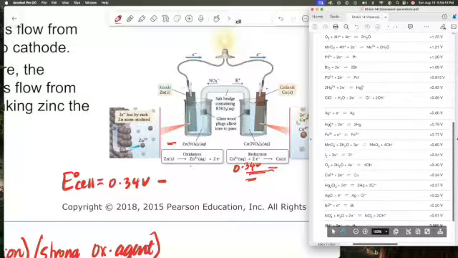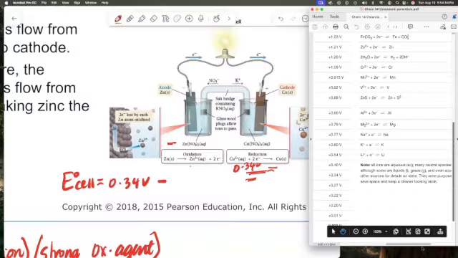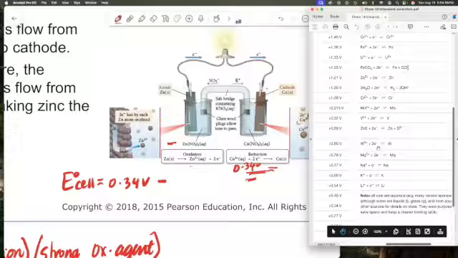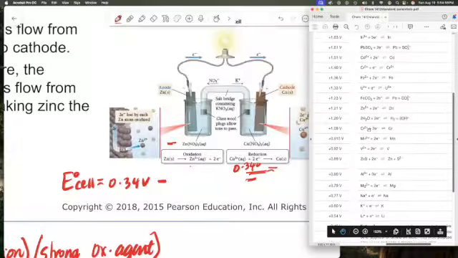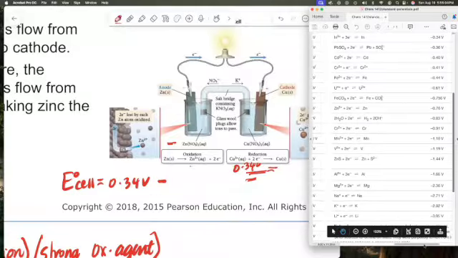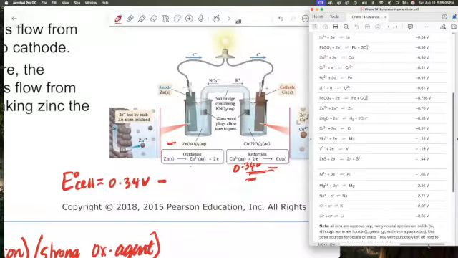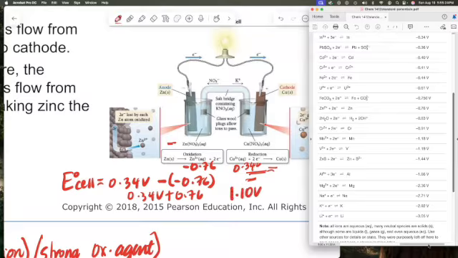I don't see zinc here. Let me go to the right. I have the zinc. There's zinc sulfide, but I don't see zinc. Oh, there is zinc with 2 electrons. What's the number for zinc? Negative 0.76. This is negative 0.76. So minus negative 0.76. So we end up with 0.34 volts plus 0.76. I end up getting what? 1.10 volts, right? This is what I got earlier, right?